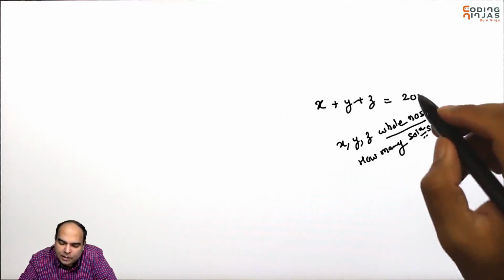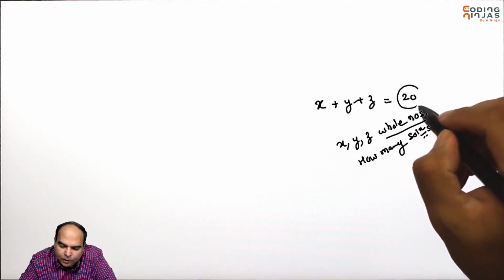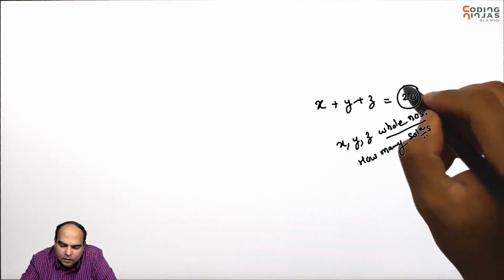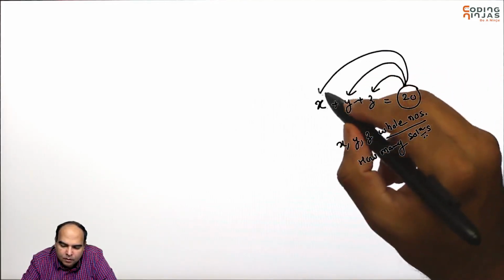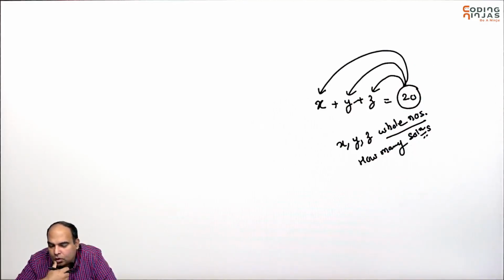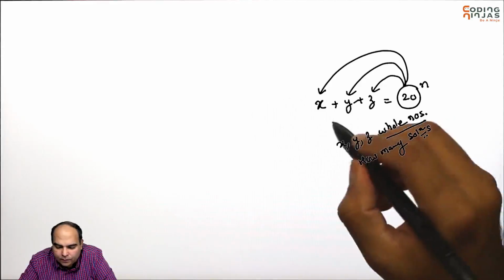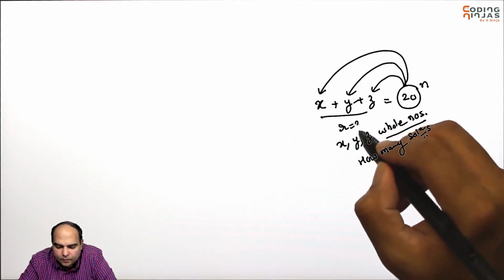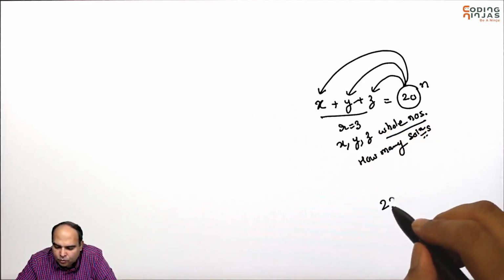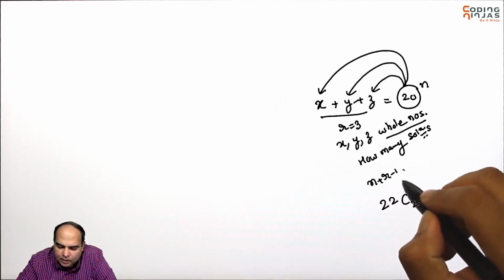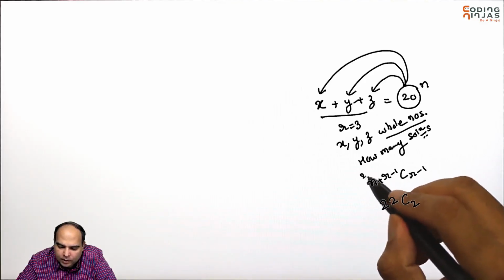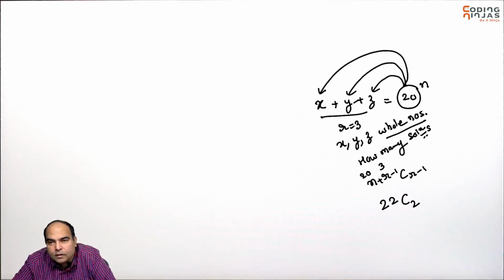So this scenario can be seen as if you are distributing 20 objects which are all identical amongst 3 people, x, y, z. So in this scenario, n is taken as 20, r is taken as 3, and the answer becomes 22C2 using the n plus r minus 1 C r minus 1 formula. n is 20, r is 3 gives you that answer. So this is a scenario in which this formula applies.